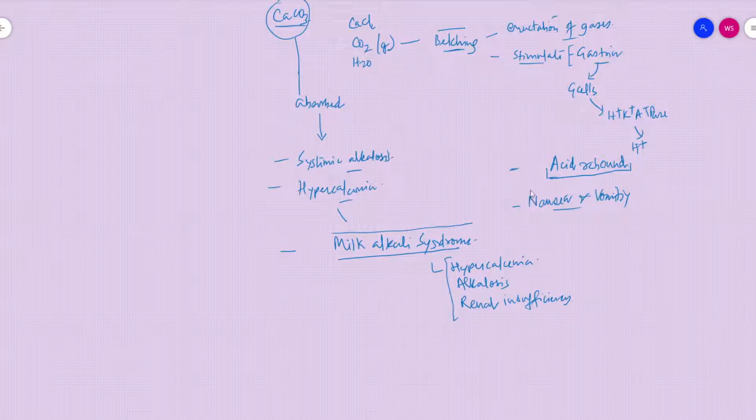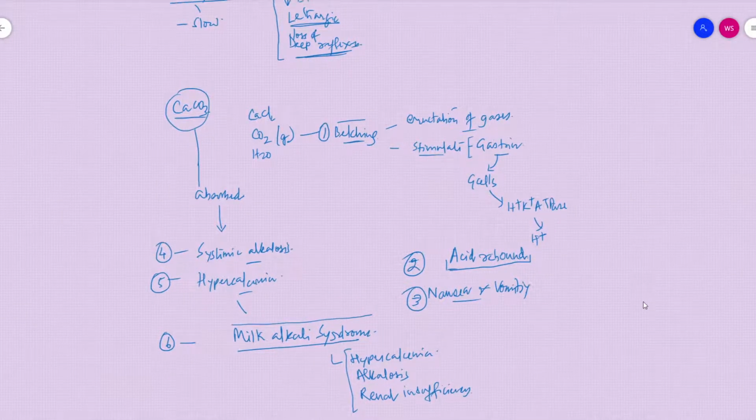Okay. So now, what are the adverse effects that we talked about? We talked that it can cause belching. It causes stimulation of gastrin, and thereby it can cause gastric rebound. It causes nausea and vomiting, and it produces systemic alkalosis. By getting absorbed into the blood, it causes an increased concentration of calcium in the blood, which is called hypercalcemia, and it can cause milk alkali syndrome. So these are the main adverse effects that we need to remember about calcium carbonate.